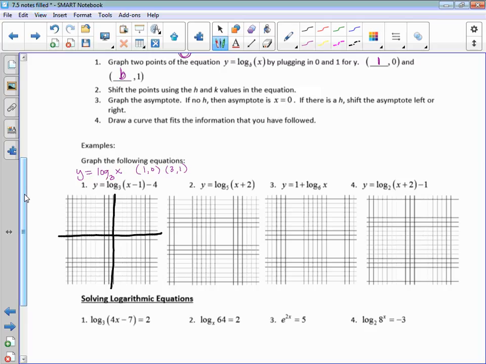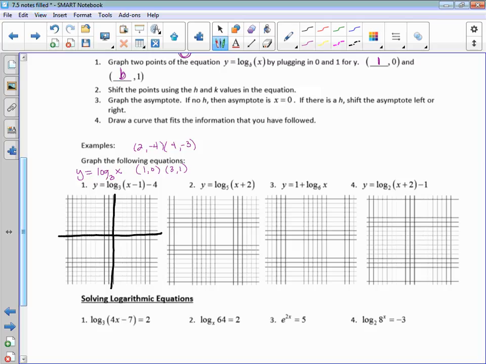Right 1, down 4. So that means I'm adding 1 to both my x values. So I'm going to get a 2, and I'm going to get a 4. And then what about my y values? What am I doing? Yep, so that's going to be -4 and -3.